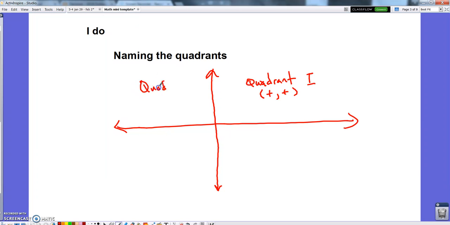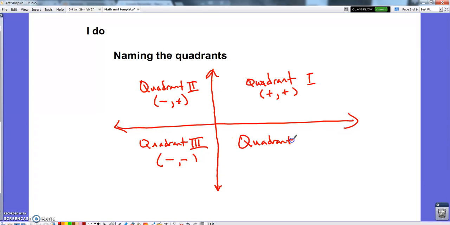This is quadrant 2. And that would be where I go negative, then positive. Negative x, positive y. So everything in that quadrant has a negative x coordinate and a positive y coordinate. This is quadrant 3, and that is where I go negative x and negative y. Any point in quadrant 3, both coordinates are negative. And in quadrant 4, the first coordinate is positive. I go positive first, then negative. And that's what they name them.